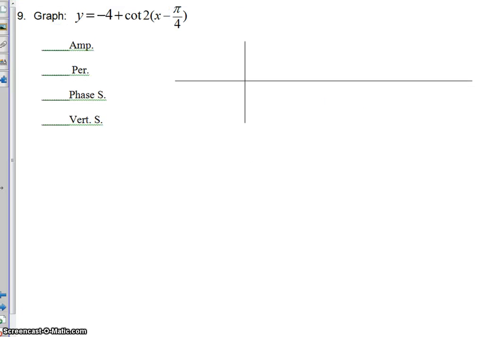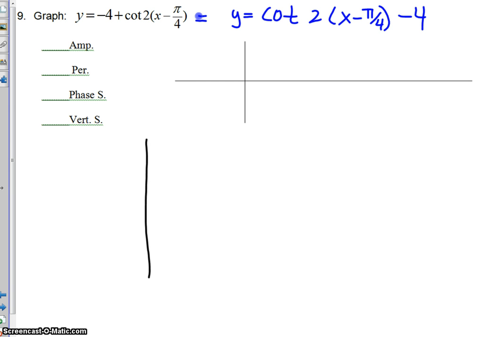So here I want to do problem number 9, and I'm going to rewrite it as y equals, excuse me, I'm not going to have that -4 till the end. I'm going to write the cotangent of 2x minus pi over 4, and then I'm going to have the -4. I don't have enough space there, so I'm going to do it here. So my amplitude there is no amplitude. Again, it's a fake amplitude anyway, so we could just call it a 1.